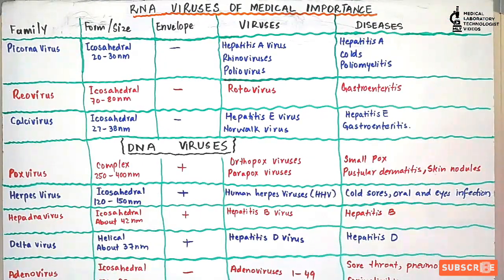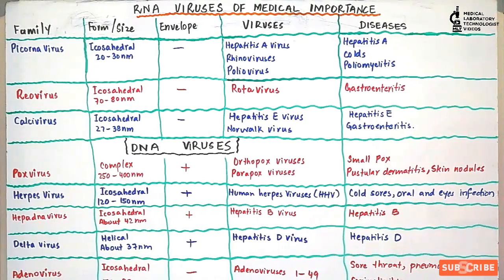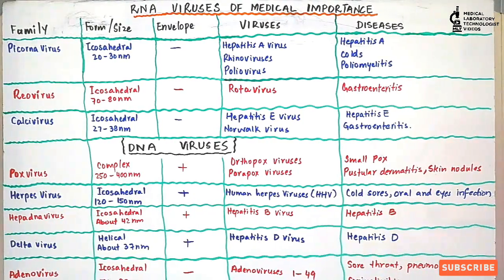The next family in the RNA viruses is picornavirus. Picornavirus is icosahedral in shape, 20 to 30 nanometers, and they do not contain an envelope. Minus means envelope is not present. The viruses in this family are hepatitis A virus, rhinoviruses, and polioviruses. Hepatitis A virus causes hepatitis A, rhinovirus causes the cold, and poliovirus causes poliomyelitis.